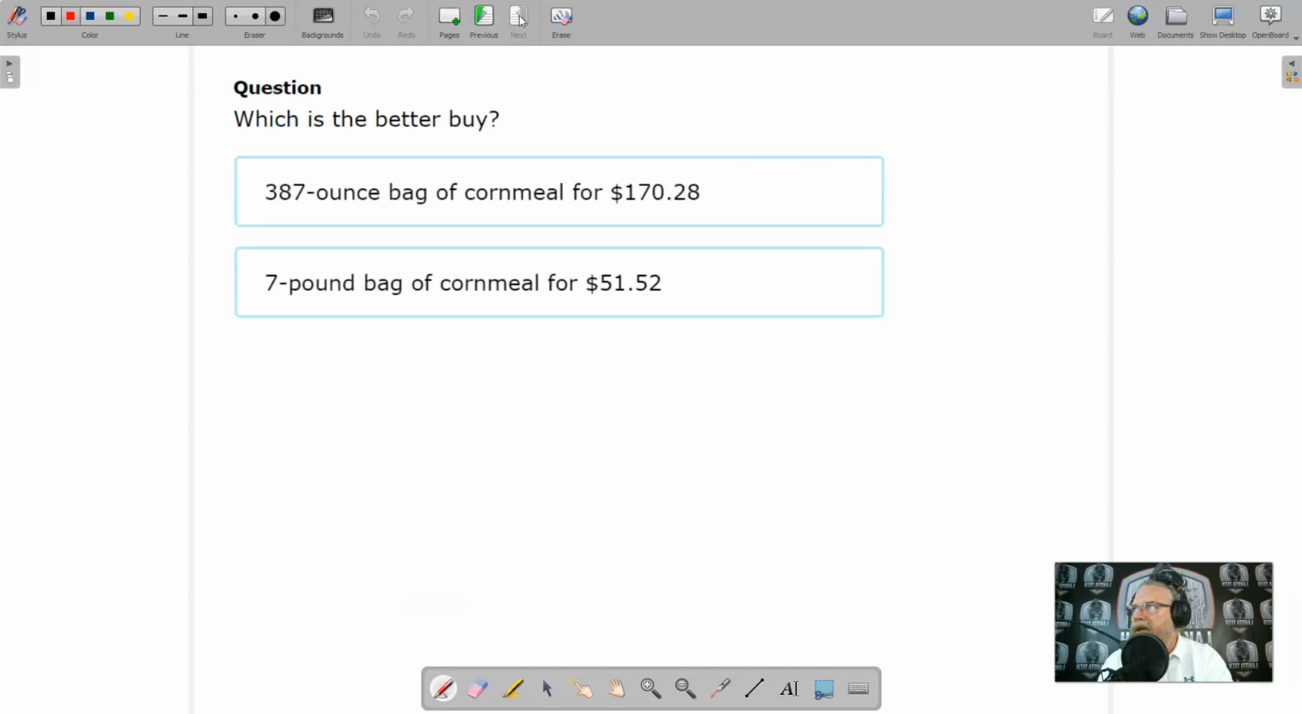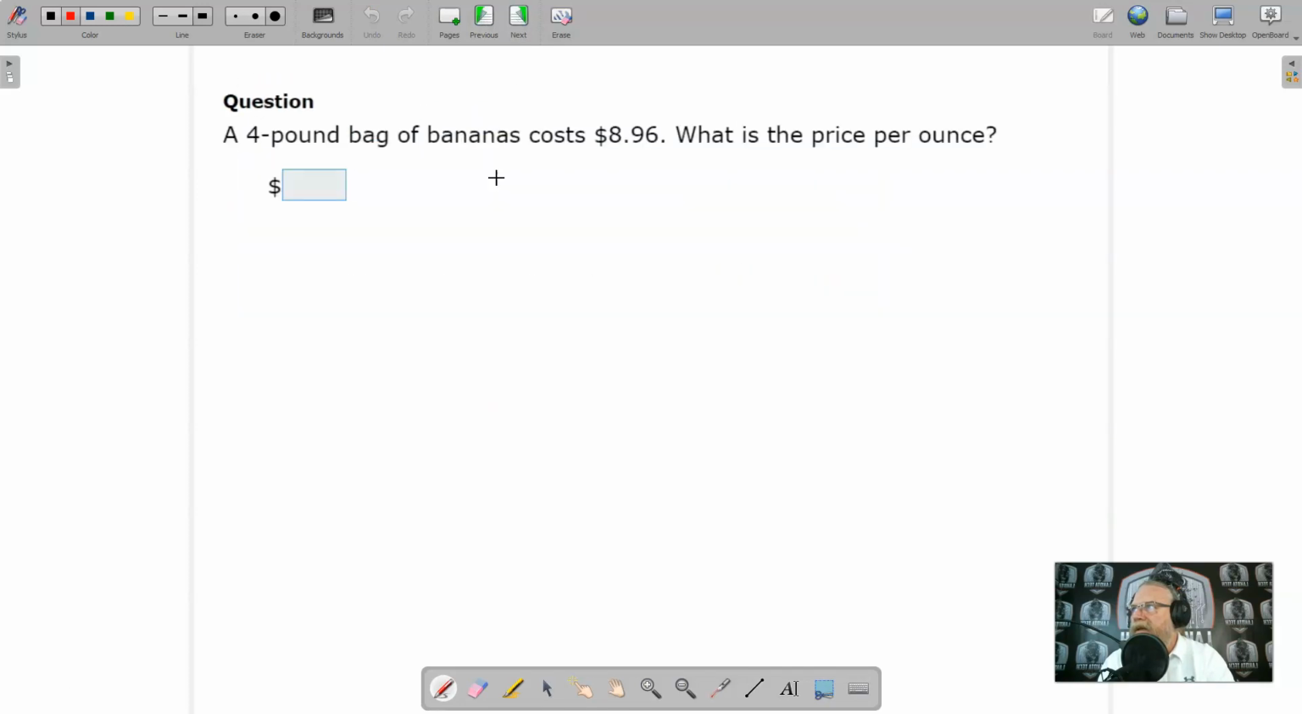Okay. So 4-pound bag of bananas. What is the price per ounce? And I got most of these examples in because I want to be sure to cover each of these things. Many students would just go to Google, do pounds to ounces, and type in 4 pounds and see how many ounces it is. And you could probably do that if you wanted.